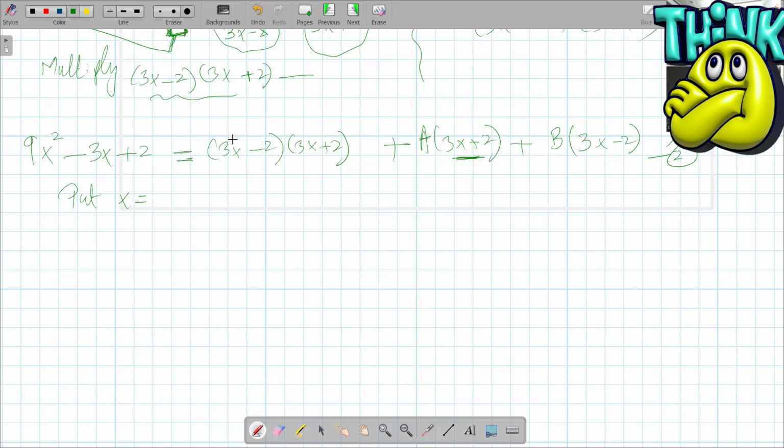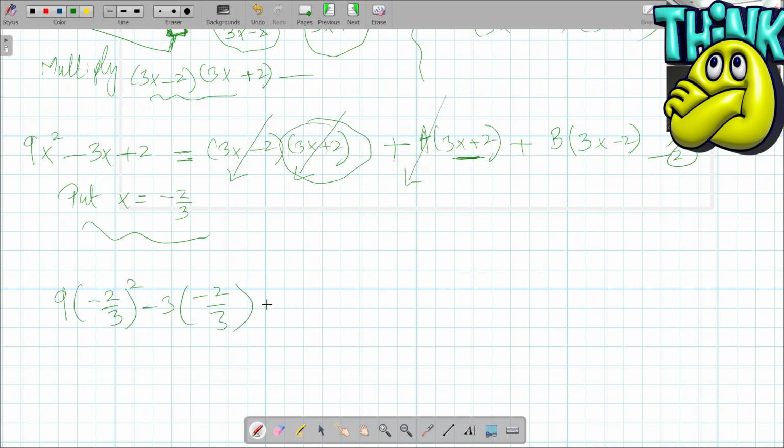You can put negative 2/3. Yes, put negative 2 over 3 in everything. So this term will be cancelled out, right? And this term will also be cancelled out because this bracket will become 0 when we put negative 3 upon 2. So just put negative 3 upon 2, negative 2 upon 3 to the left hand side.